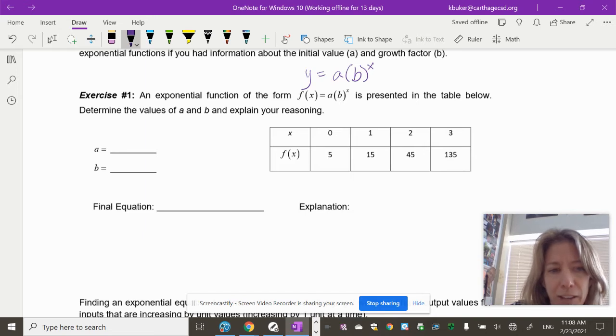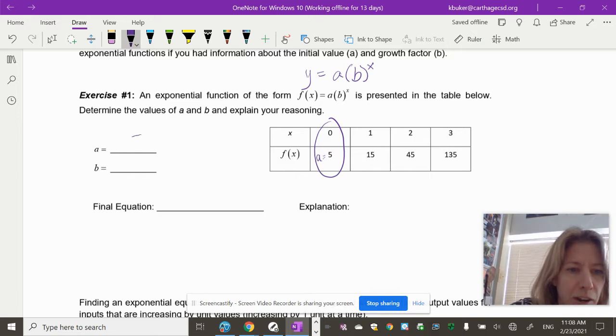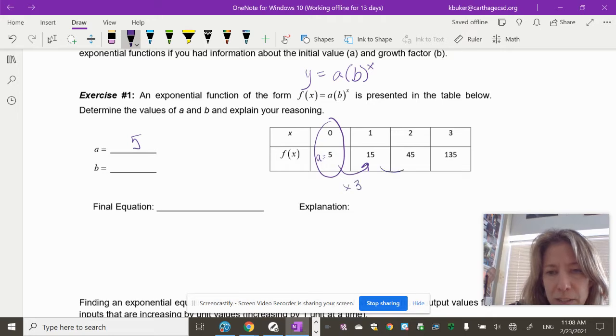And we know that the a value is simply the y-intercept. So the a value is 5, because anytime we have a y-intercept, we know the x value is 0. And the b is the growth factor, which just means what we're multiplying by. And that's what defines an exponential. For every increase of one in x, the y value shows a multiplication pattern. Okay, so the growth factor here is 3.